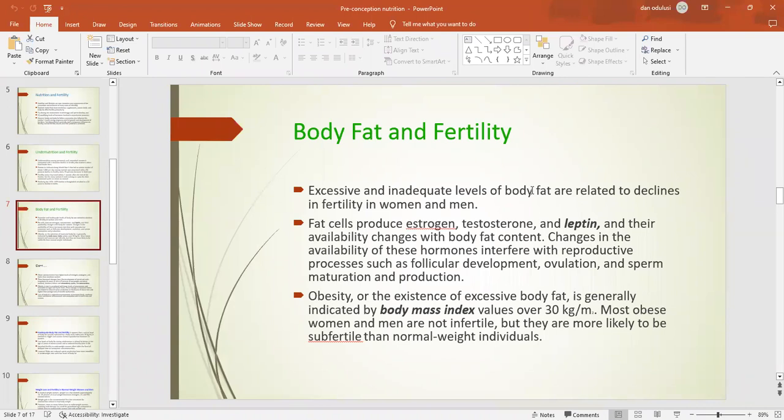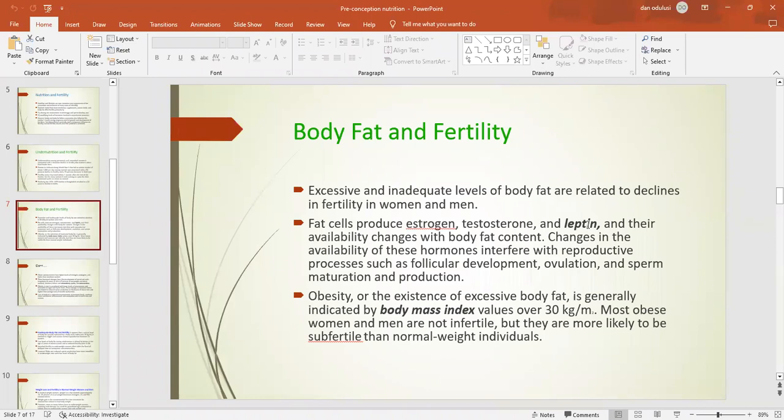But why is fat important in fertility? We are describing it here by saying that fat cells produce estrogen. Remember, we discussed the functions of estrogen, the functions of testosterone, and leptin. Leptin, as you're aware, is essential for regulating the appetite of the individual. So fat cells produce estrogen, testosterone, and leptin, and their availability changes with body fat content.